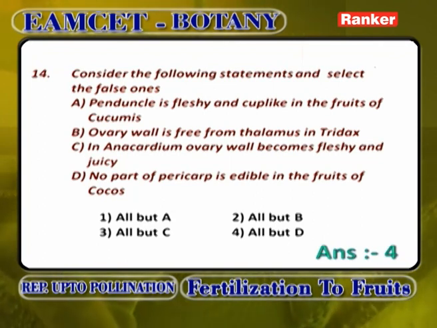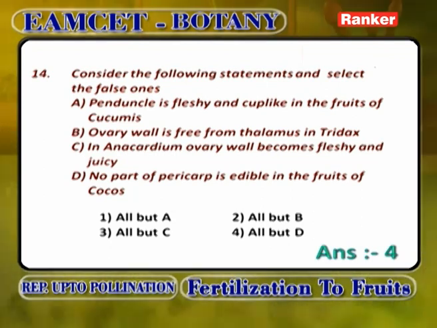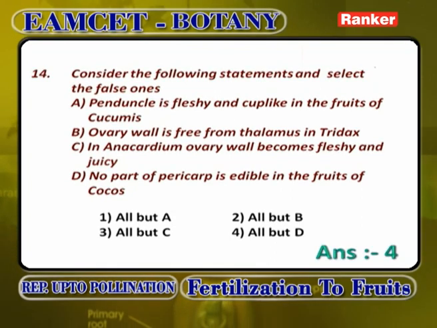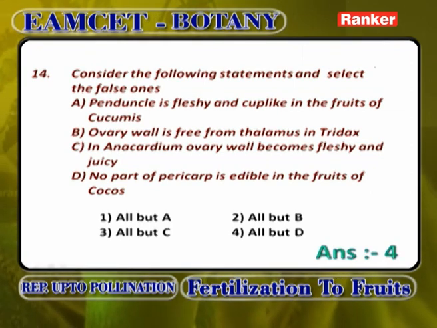Question is, consider the following statements and select the false one. Select the false one means only D is correct, remaining 3 are false. "Peduncle is fleshy and cup-like in the fruits of Cucumis" is wrong. "Ovary wall is free from the thalamus in Tridax" is wrong, because in Tridax the flower is epigynous. "In Anacardium, ovary wall becomes fleshy and juicy" is wrong; the pedicel becomes fleshy and juicy, which is called a false fruit. "No part of pericarp is edible in the fruits of Cocos" is correct. So, answer is 4.